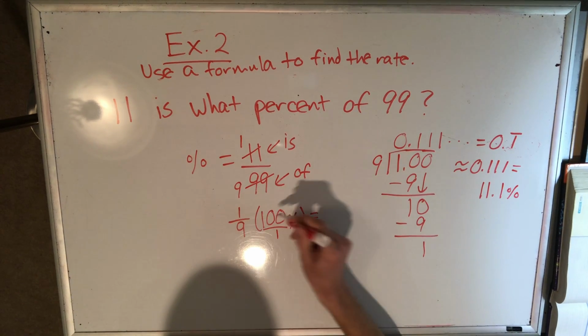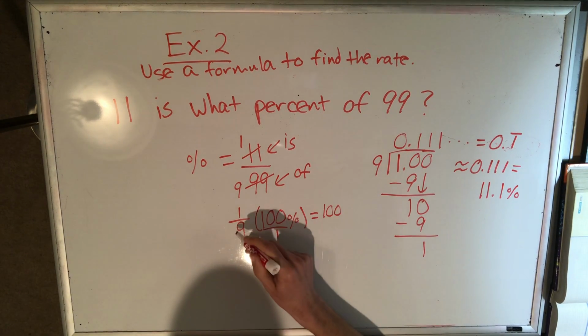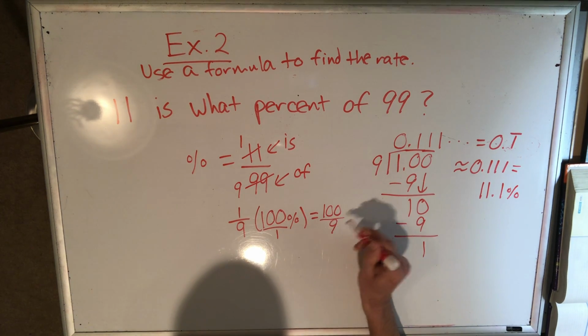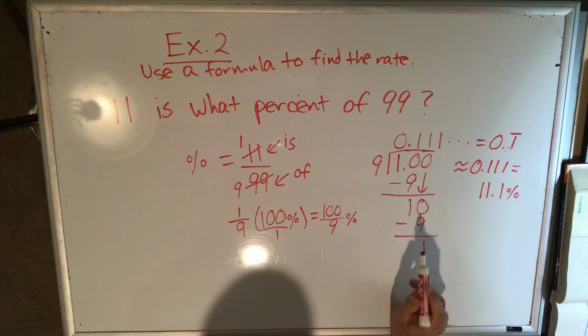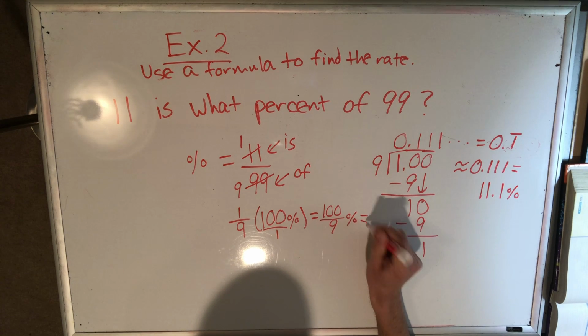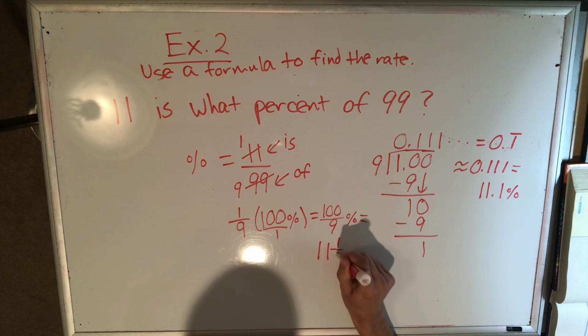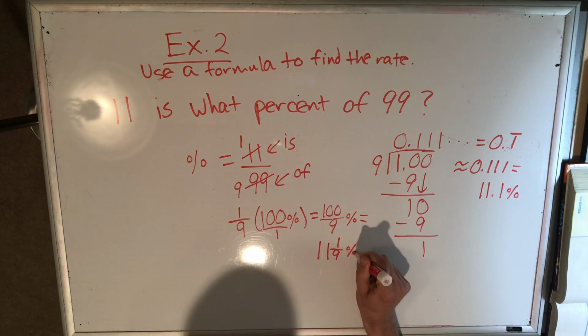Multiplying the top numbers, 1 times 100 is 100. Multiplying the bottom numbers, 9 times 1 is 9. So we have 100 over 9%. 100 divided by 9 is 11, remainder 1. So it's 11 and 1/9% exactly.